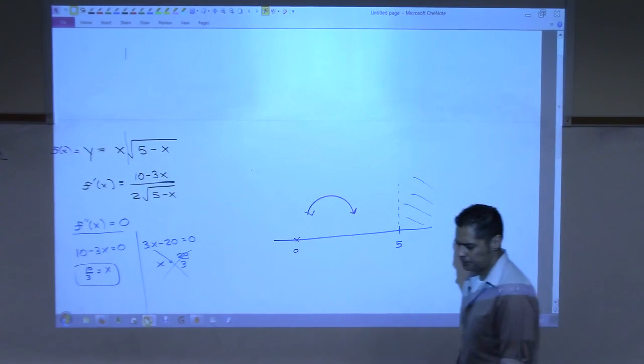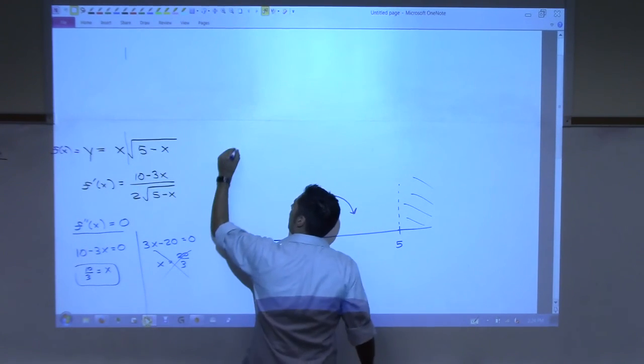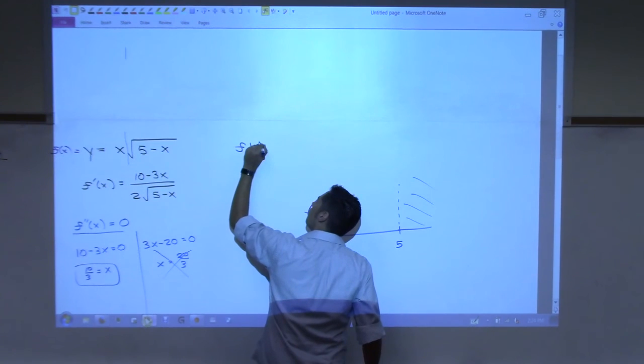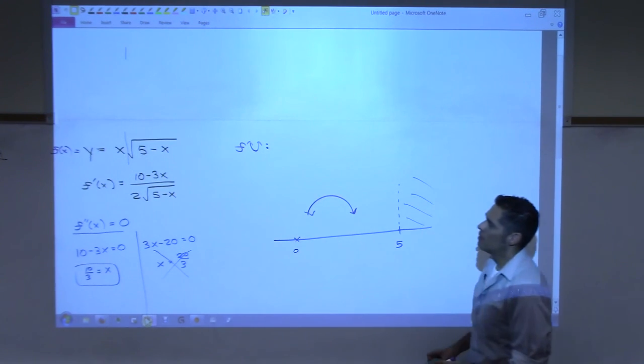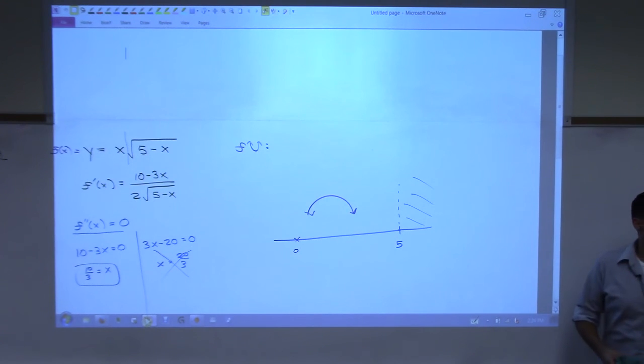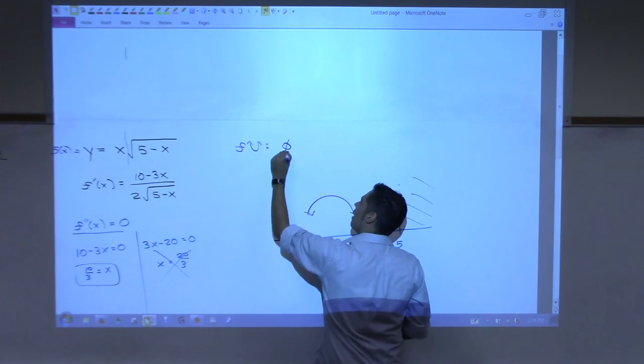Yeah? Oh, where's this thing concave up? F is concave up. Never. How do we say never? In interval notation. Empty set.